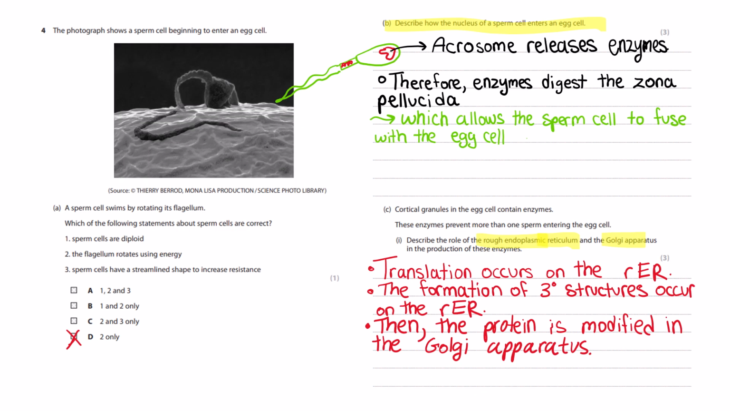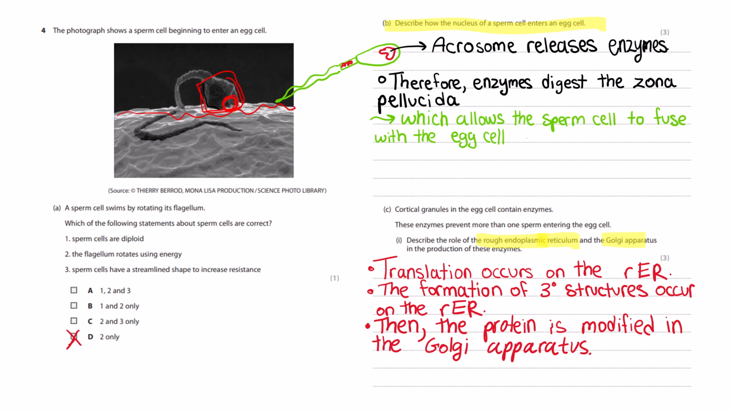Okay, question number 4. The photograph shows a sperm cell beginning to enter an egg cell. Okay, you can see here some form of penetrating action over this jelly-like layer, okay? And the acrosome is probably located over here. So a sperm cell swims by rotating its flagellum. Which of the following statements about sperm cells are correct?